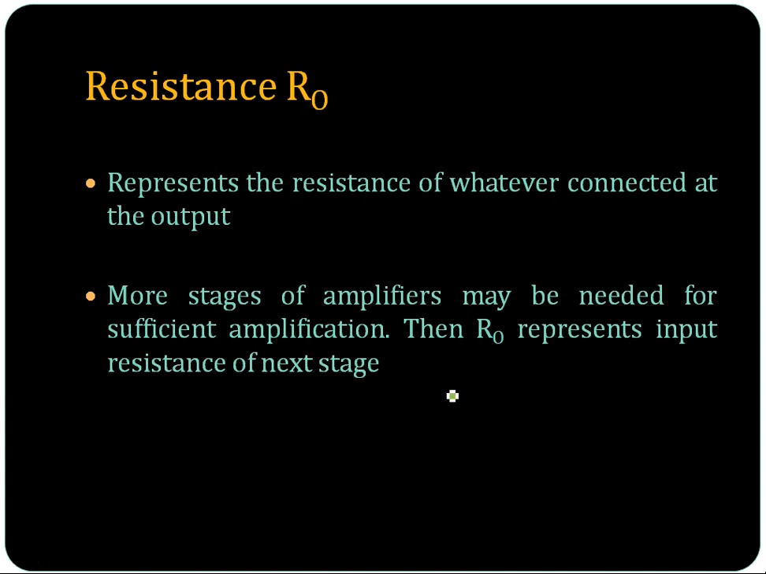Now, what about the output resistance RO? It represents the resistance of whatever is connected at the output of the amplifier. So now we have just drawn a single stage amplifier. When more stages of amplifiers need to be connected for sufficient amplification, then this R0 will represent the input resistance of the next amplifier stage.